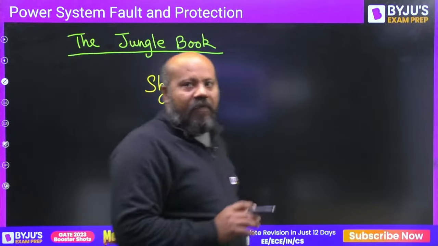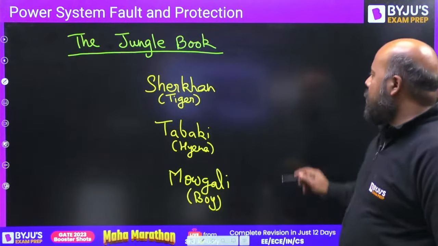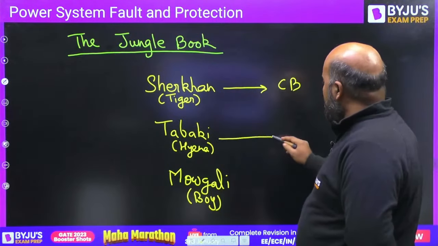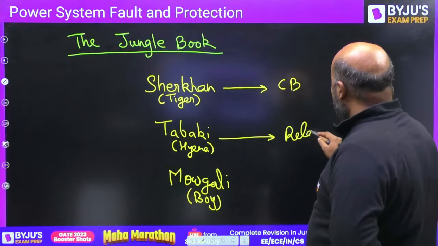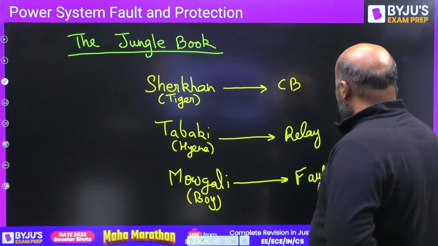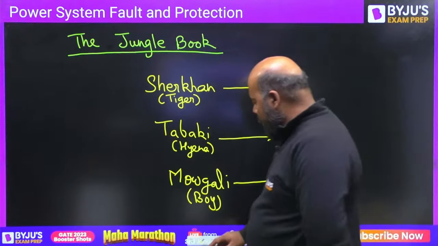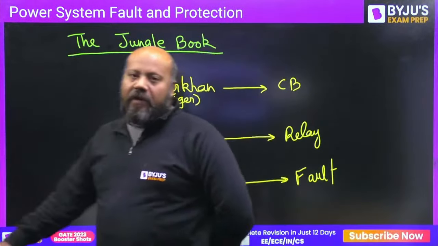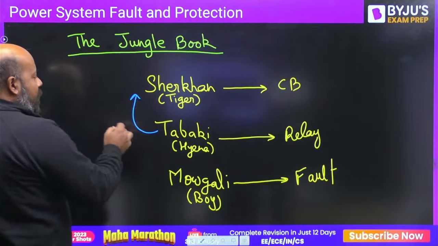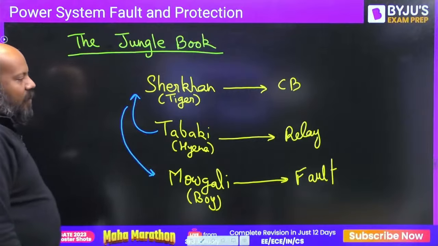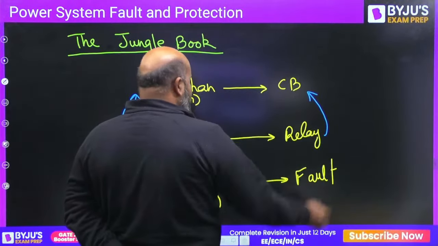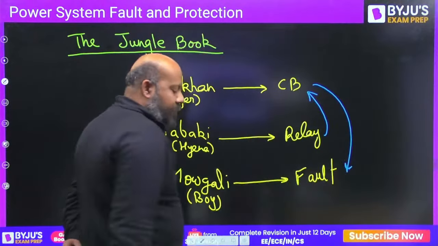Okay, so in our power system, this Sher Khan is actually the circuit breaker. This Tabaki is actually the relay. And this Mowgli is actually the fault. So, what is the relation between them? All the time, Tabaki is going to tell Sher Khan where Mowgli is. In the same way, the relay is going to tell the circuit breaker all the time where the fault is.